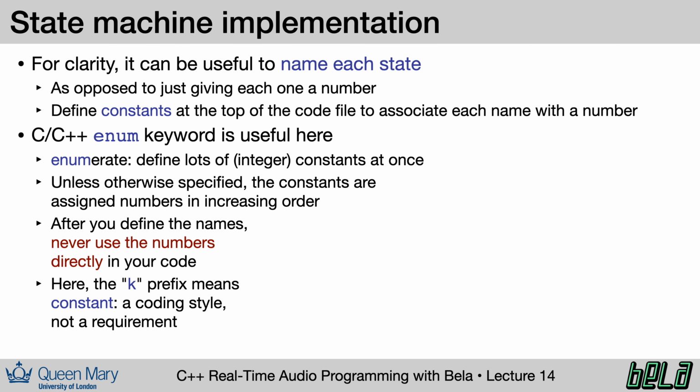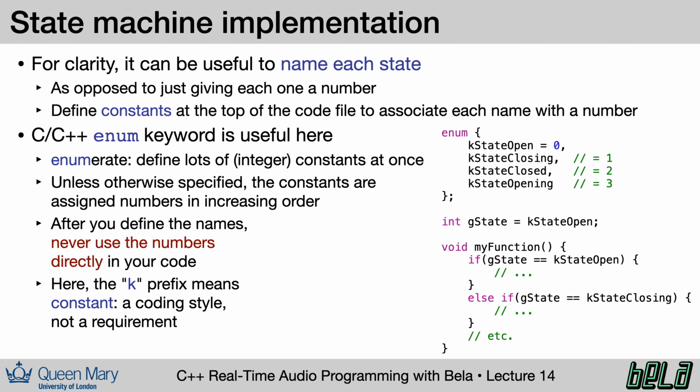A useful implementation trick we saw last time was to give the states names rather than numbers. This doesn't change the behavior of the program, but it makes the code easier to understand. We define constants at the top of the file which associate each number with a name. The enum keyword in C and C++ was particularly useful. This stands for enumerate, and it's a simple way of defining a lot of constant values all at the same time. In this example, we define kStateOpen to have a value of 0, and then each subsequent state has a value 1 higher than the previous one.